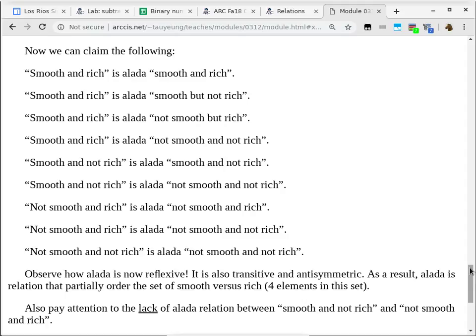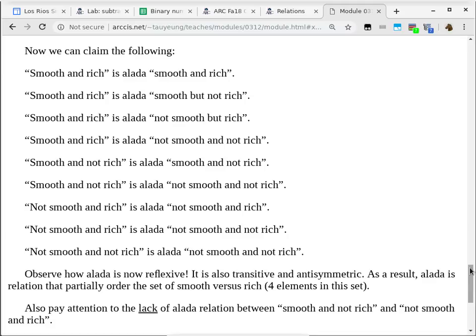Okay, so, but let's check this out, okay? We got 8 of these things, okay? Well, not 8. Let's see, we have a total of 16 relations, but we'll just summarize to these, because between rich, smooth and rich, there's smooth and rich, but not rich but not smooth, and then not smooth and not rich. And then we have to draw relations between any two possible pairs, and that's why there's a huge number of these.